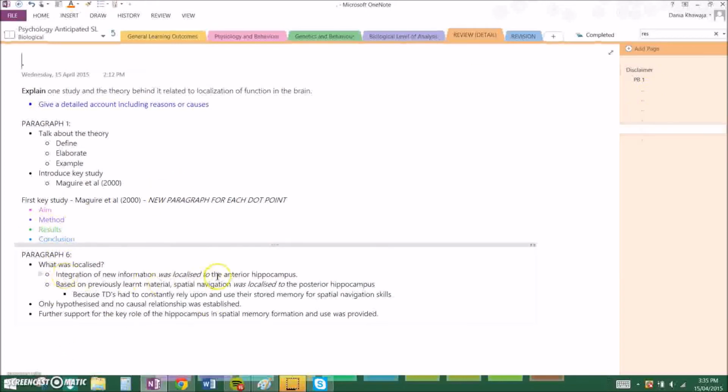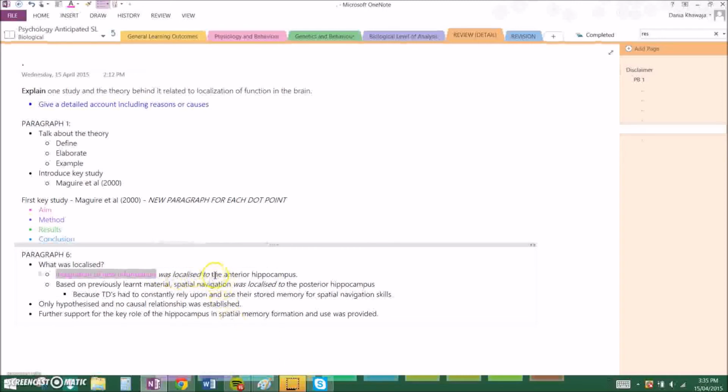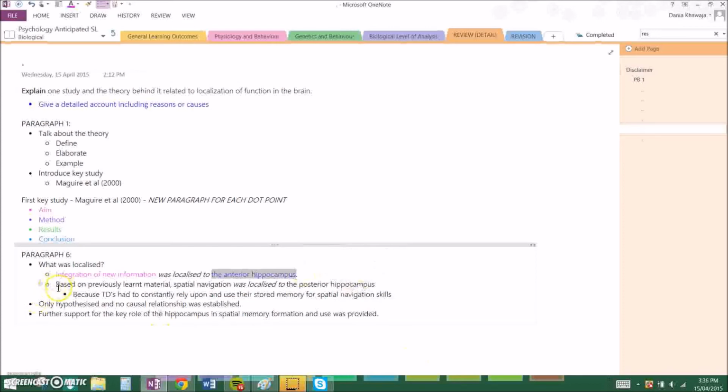So integration of new information was localized to the posterior hippocampus. The function was localized to the structure. Based on previously learned material, spatial navigation, the function was localized to the structure. That's very important. And why?